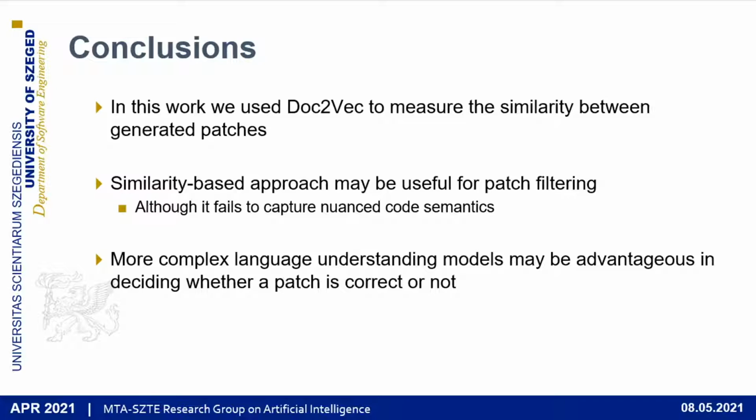In conclusion, in this work we used Doc2Vec to measure the similarity between generated patches. With the use of document embeddings, we created a similarity list of patches. A similarity-based approach may be useful for patch filtering, although it fails to capture nuanced code semantics. More complex language understanding models may be advantageous in deciding whether a patch is correct or not.